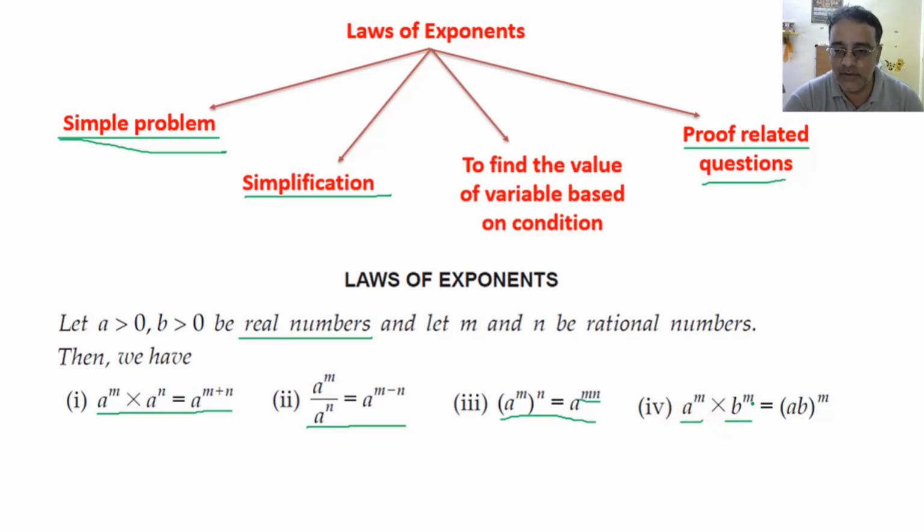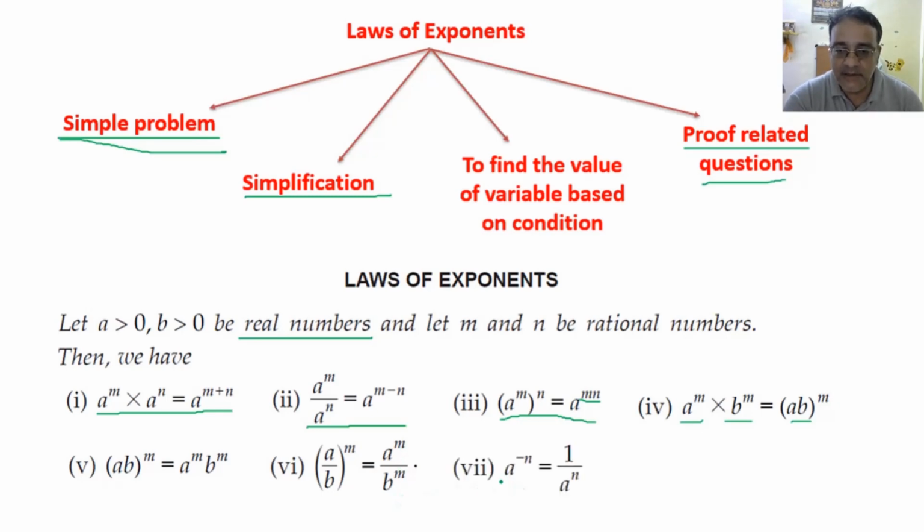अगर पावर्स दोनों का सेम है और बेस अलग है, so a into b whole to the power m. And the fifth one is a b, इसी का रिवर्स है, कन्वर्स है, a b to the power m is equals to a to the power m into b to the power m. And the sixth one is a upon b whole to the power m is equals to a to the power m upon b to the power m. And the seventh one, this is the reciprocal law, a to the power minus n is equals to 1 upon a to the power n.